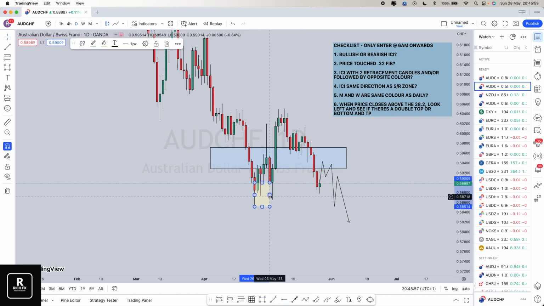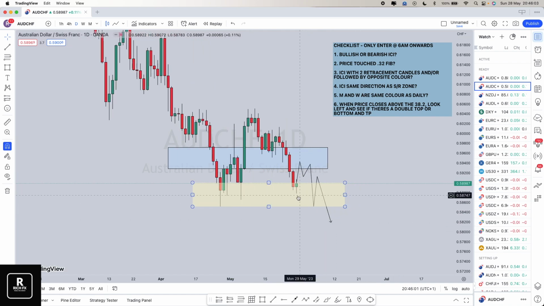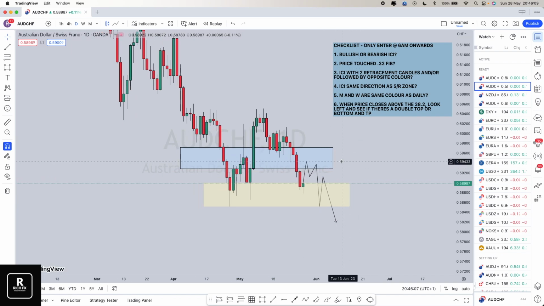Yep, this is another support area here as well. So from here, because we're at a support area, price should retrace up to this box over here, this blue box, which is your flip zone. Your support turned to resistance back to your support turned to resistance back to support, and now it's back to resistance. So it should hold.